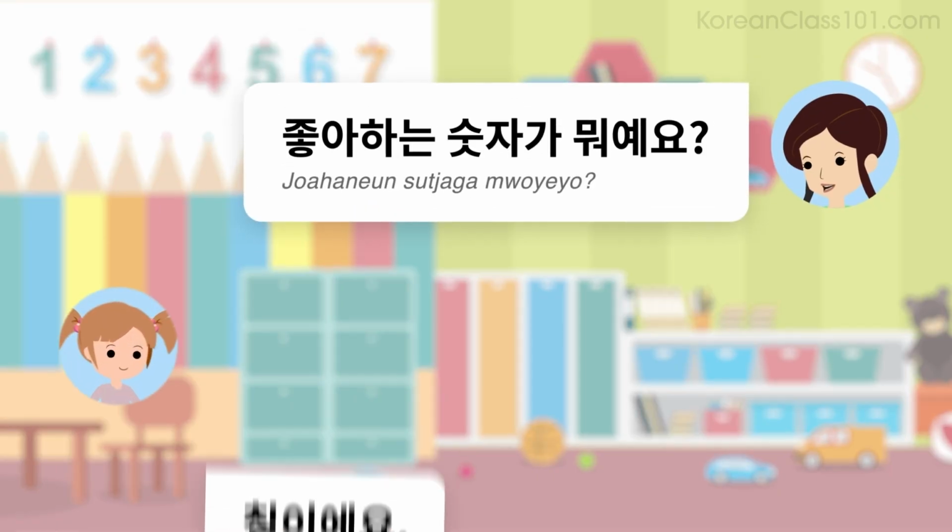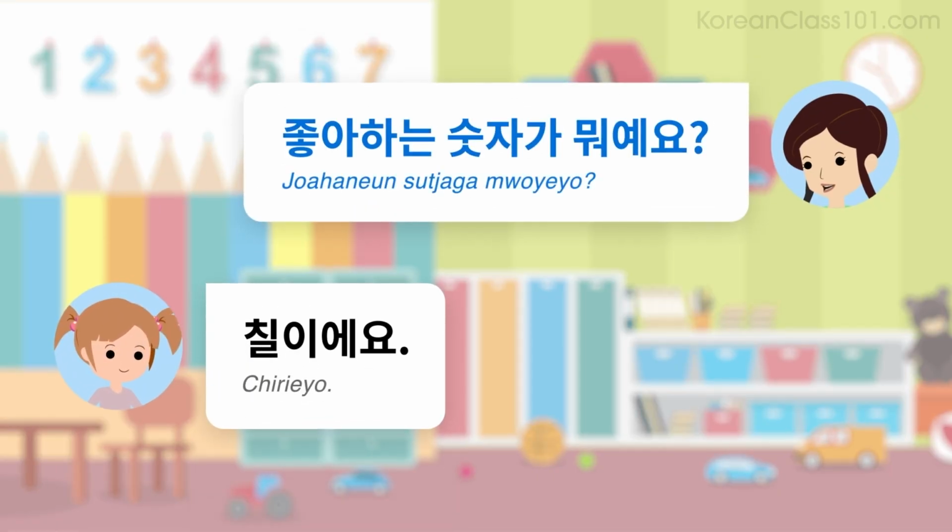Listen to the dialogue. 좋아하는 숫자가 뭐예요? 7이에요.